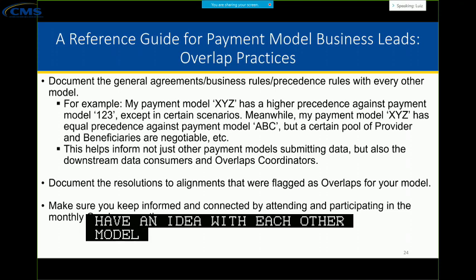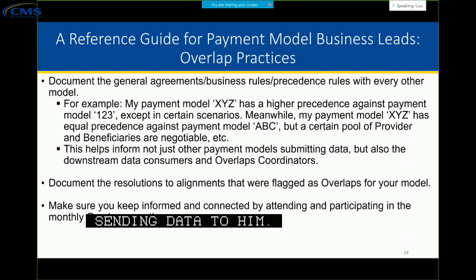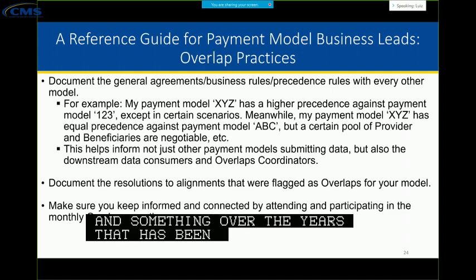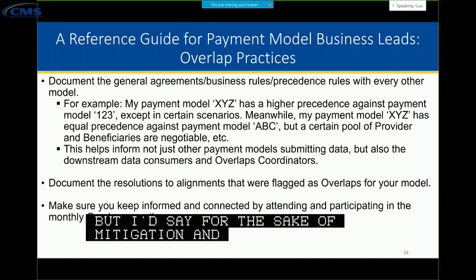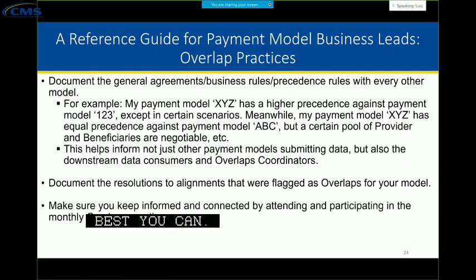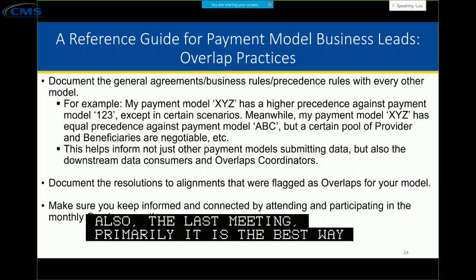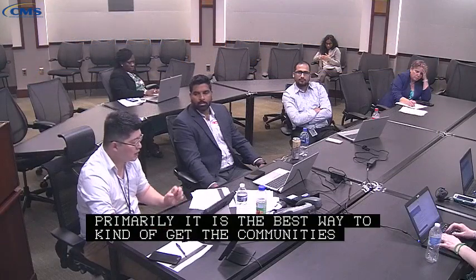Also, you want to document resolutions to alignment overlaps, something that we emphasized in the beginning, like 2012, but over the years it's been more challenging to document. But I do say that for the sake of mitigation and documentation, you want to keep track of that as best as you can. Also, attend the overlaps meeting. It's the best way to understand the community of stakeholders and interact with them.